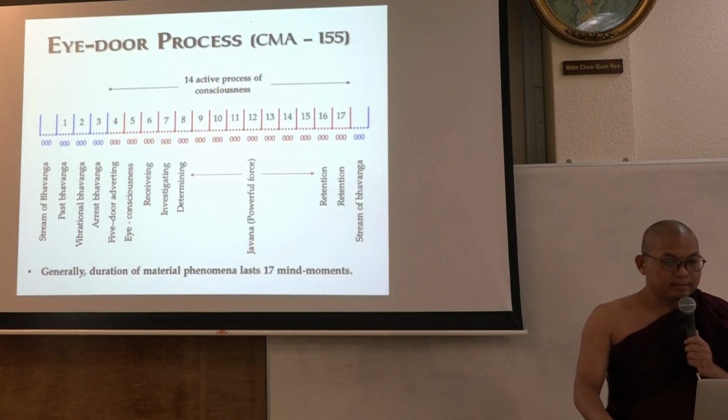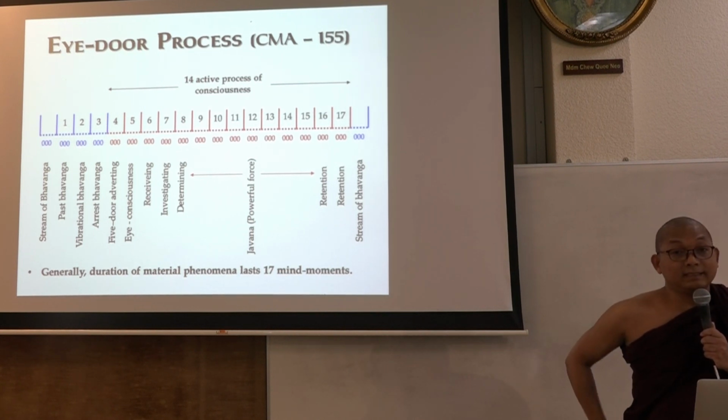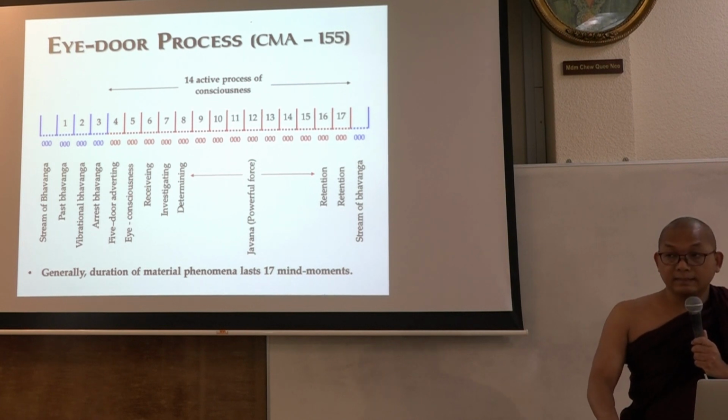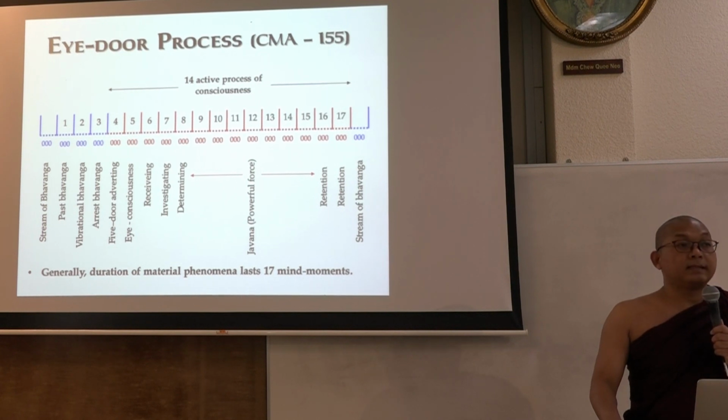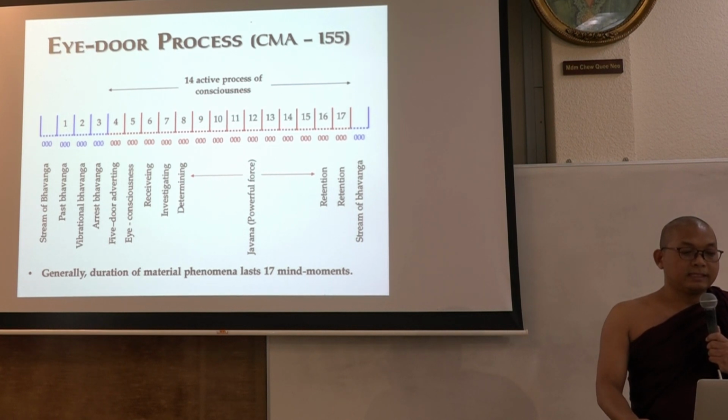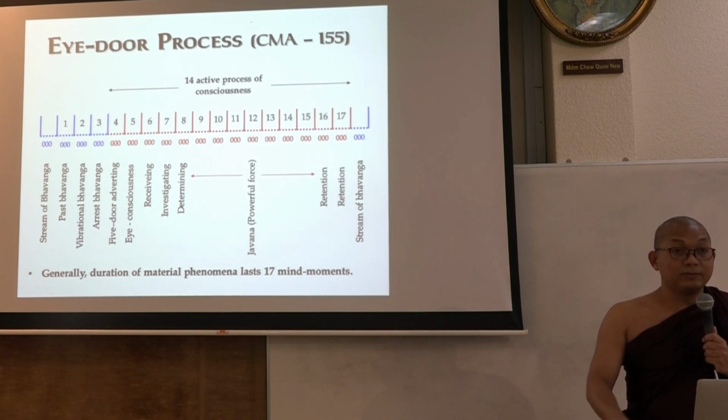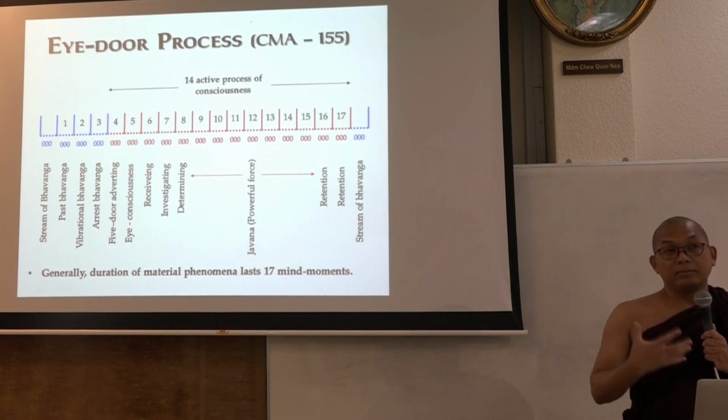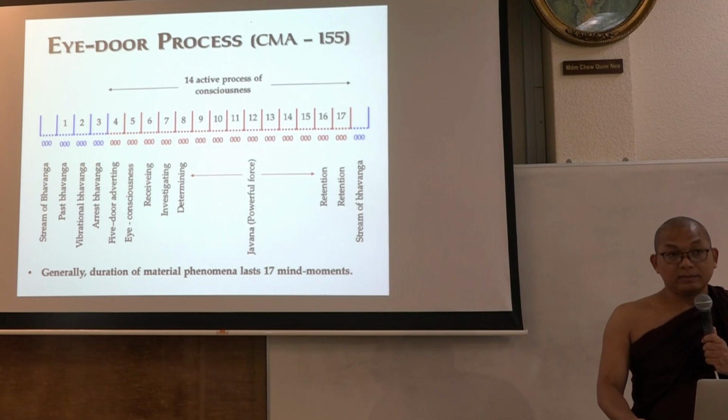We are learning Sahetuka Chaita, Ahetuka Chaita, rootless consciousness. If you want to understand Ahetuka Chaita, then you need to know the mind process. Just look at page number 155. I have already explained. When you look at CMA page number 155, you will see the indoor mind process. This is how the mind works according to Abhidhamma.